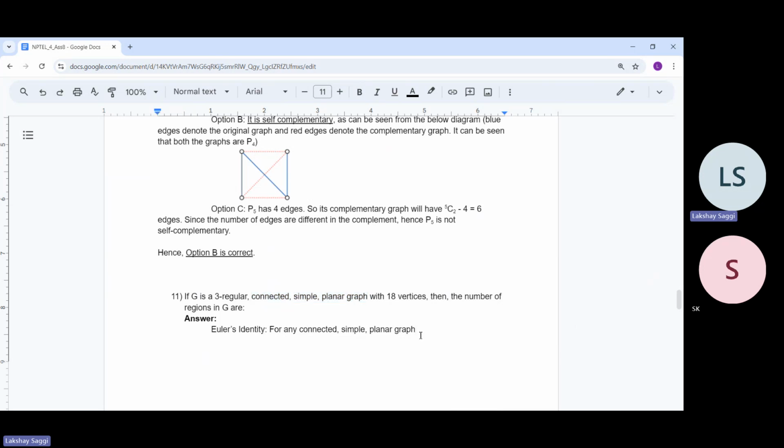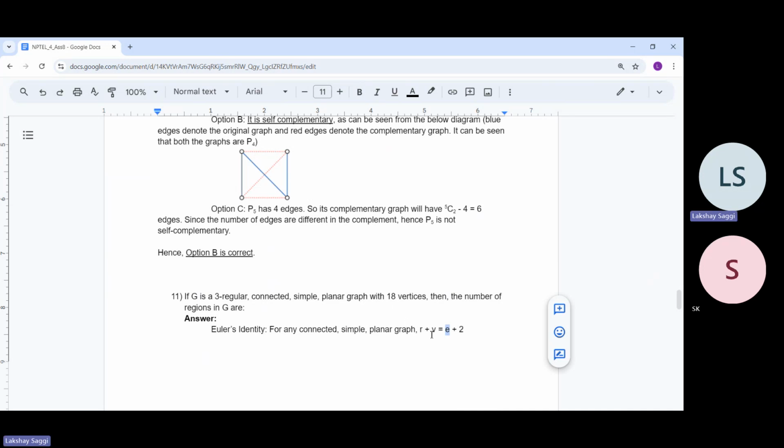So for any connected simple planar graph, we have R plus V equals E plus 2. R is the number of regions of that graph, V is the number of vertices, and E is the number of edges of the graph. So to find the value of R, we need to have these two variables, V and E. If we have V and E, then we can use this formula to obtain the value of R.